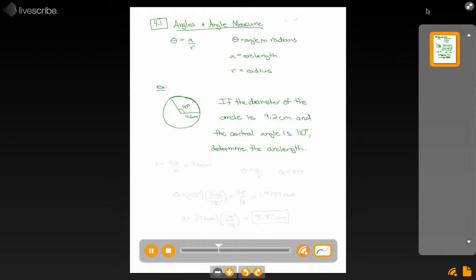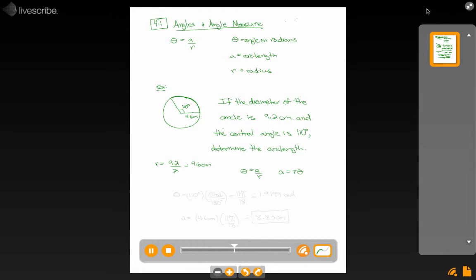We're told the diameter of the circle is 9.2 centimeters, but we want the radius. So radius is going to be 9.2 divided by 2, which would be 4.6 centimeters. I do want to use my formula, theta equals A over R, or in this case I need to rearrange it to say A equals R times theta, but if I dive in and throw 110 degrees in there, I'm going to get an answer that's complete nonsense, an answer that's hundreds of centimeters.